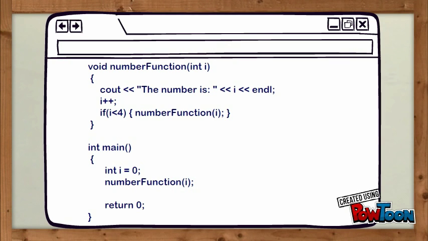So we did it. We used recursion. We can see the call to number function is made only once in the main part of the program, but it keeps getting called again and again from within the function itself for as long as i is less than 4.